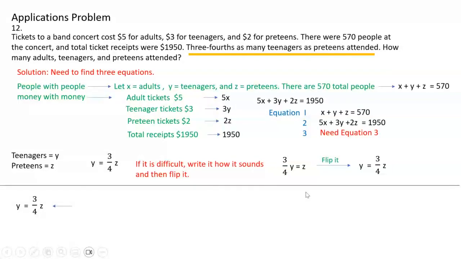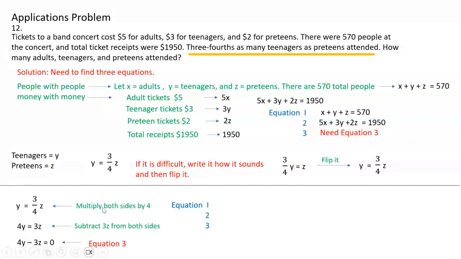Now that's equation number 3, but now I have to put it in proper form, right? I have to put all the variables on the left side and the constant on the right side. So multiply both sides by 4 to get rid of the fractions. Then I subtract 3z from both sides. So I have 4y minus 3z equals 0. That's equation number 3. Okay.